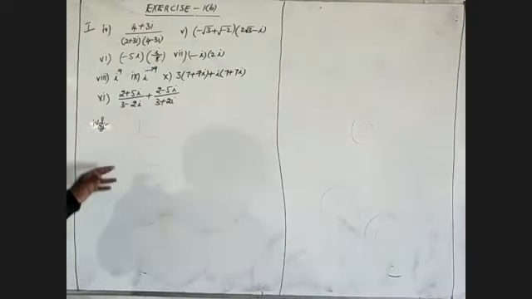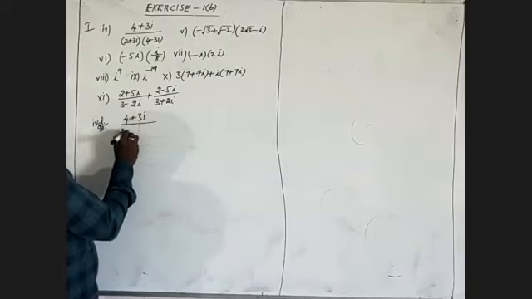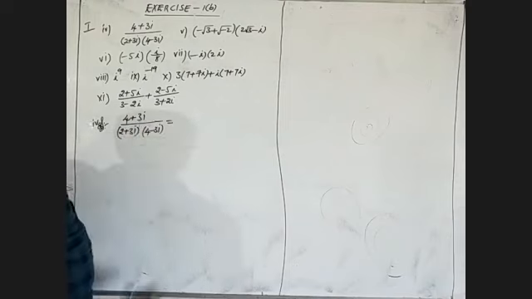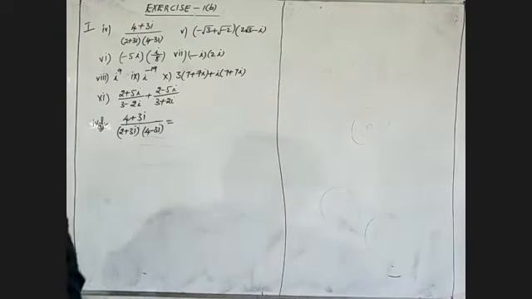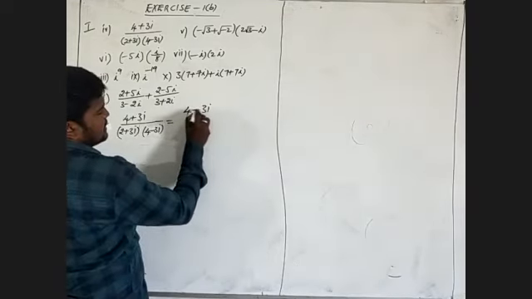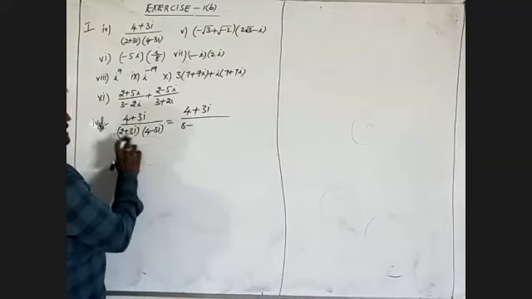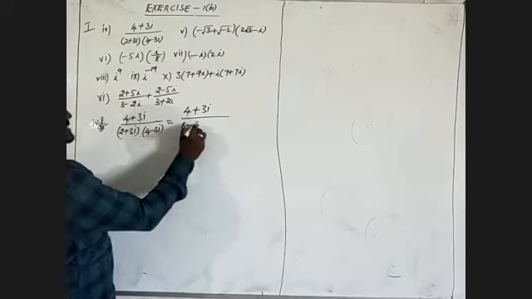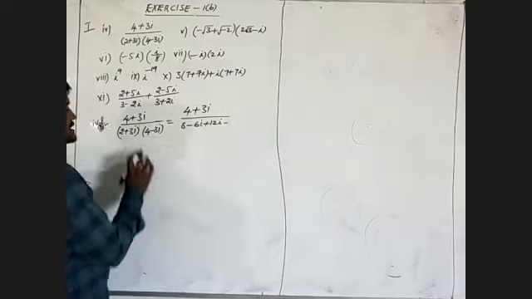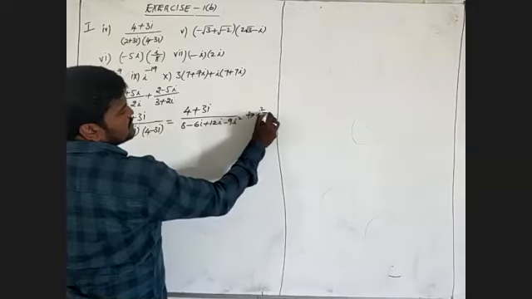Okay, listen. I will explain the 4th one. 4 plus 3i by 2 plus 3i into 4 minus 3i. In this complex number, we have to write it in the form a plus ib. That means 4 plus 3i by a multiplication of the denominator: 2 into 4 is 8, minus 2 into 3i is 6i, 3i into 4 is 12i. Minus into minus is plus, 3i into 3i will become 9i square, where i square must be equal to minus 1.